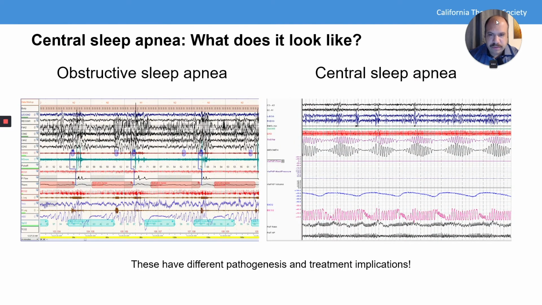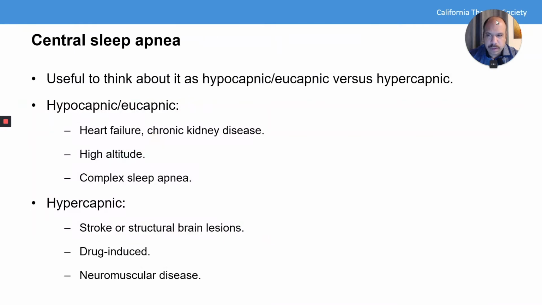So central sleep apnea, of course, is different from obstructive sleep apnea, both in its appearance, in its pathogenesis, and in its treatment implications. It's defined by reduction or cessation of respiratory flow that's mediated by a reduction in respiratory effort. I think it's useful to categorize CSA as either hypocapnic or eucapnic versus hypercapnic, and others have made that observation as well.